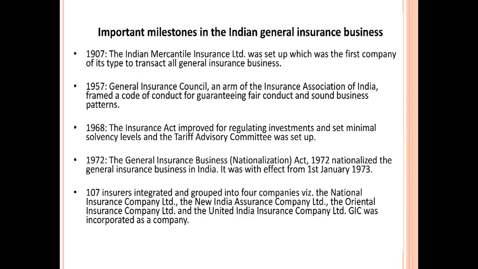It was with effect from the 1st January 1973. So at that time, 107 insurance companies were integrated and grouped into four companies. The first one is the National Insurance Company Limited, the New India Insurance Company Limited, the Oriental Insurance Company Limited, and the United India Insurance Company Limited. And GIC was incorporated as a company, and these four became the subsidiary companies of GIC.